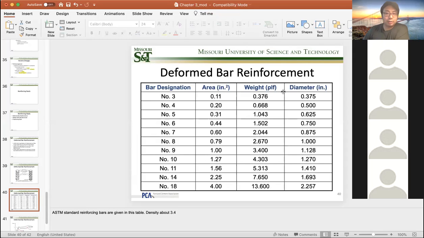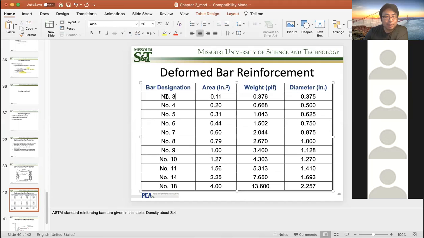So for the deformed bars, on the first left-hand side, this is the column for the bar size number: 3, 4, 5, 6, you name it. And these are the cross-section area of the bars, these are weight, and these are diameters. So I want you to take a quick look here. 0.375, that is equal to 3/8 inch, isn't it? And 0.5 naturally is 4/8 inch, isn't it?